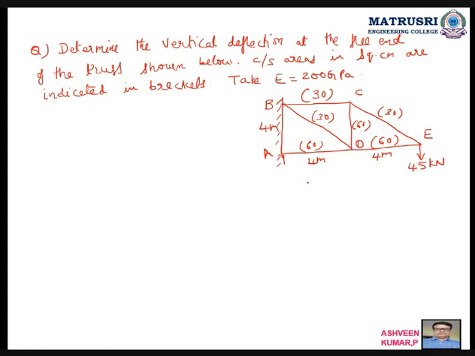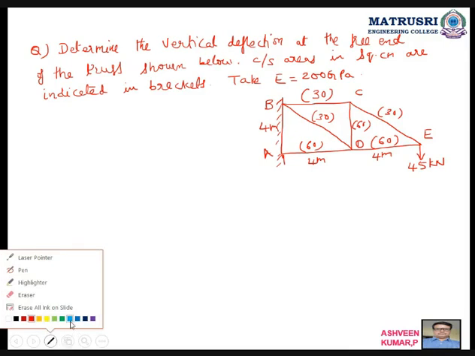Okay, this is the given figure. It asks to find the vertical deflection at the free end. Within the brackets, these are the areas: area BC is 30, area BD is 30, area AD is 60, in square centimeters. So using Castigliano's theorem, what is our first step?